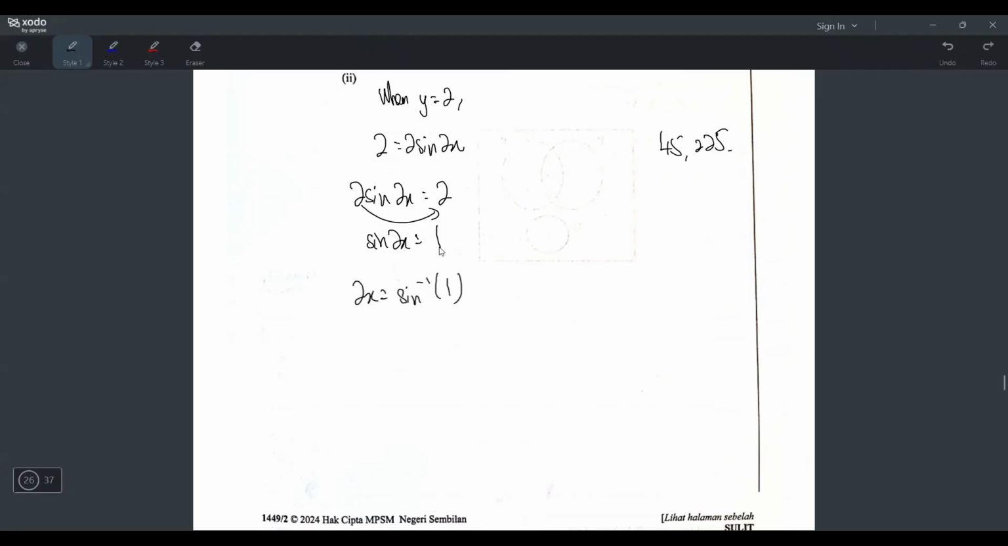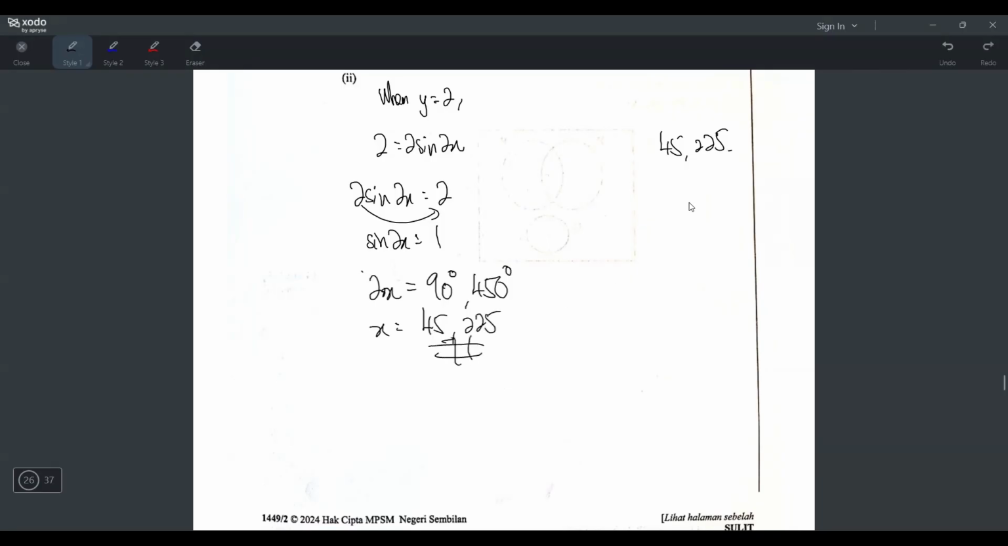But sine 1 is a special case. Special case means the angle doesn't belong to any quadrant, right? And if the angle doesn't belong to any quadrant, you have to memorize it. There are 7 special cases you need to memorize. Sine 1 is one of them. So if sine is 1, the answer would be 90 degrees. But this one is 2x. 2x means you take your answer plus 360, which is 450, and then take both answers and divide by 2, and you get 45 and 225.